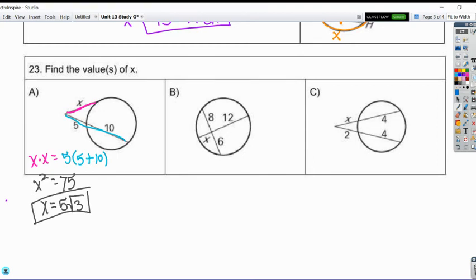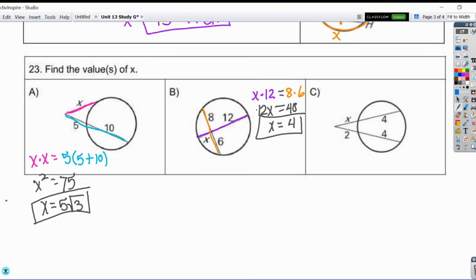Part B, these segments are all chords, all contained within the circle. This is where we do that crisscross setup. So one segment has to multiply, that's the x times the 12, and we set it equal to that other segment multiplied by its pieces, 8 times 6, and then we go ahead and solve. So if 12x is equal to 48, when you divide both sides by coefficient 12, x is equal to 4.